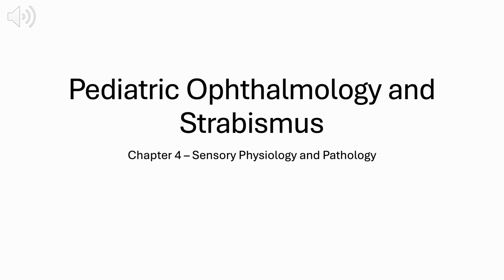Welcome to Pediatric Ophthalmology and Strabismus, Chapter 4, where we shift our focus away from eye movements themselves and start thinking about how the brain uses the visual information it receives. Up to this point, we've talked a lot about alignment and motor control. In this chapter, we're going to zoom out and ask a different question. Once the eyes are pointed somewhere, how does the visual system combine, interpret, or suppress what each eye sees?